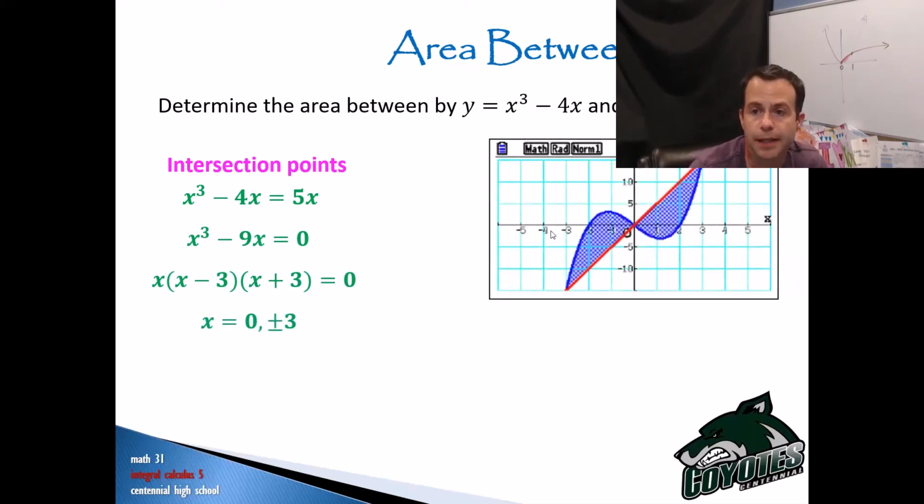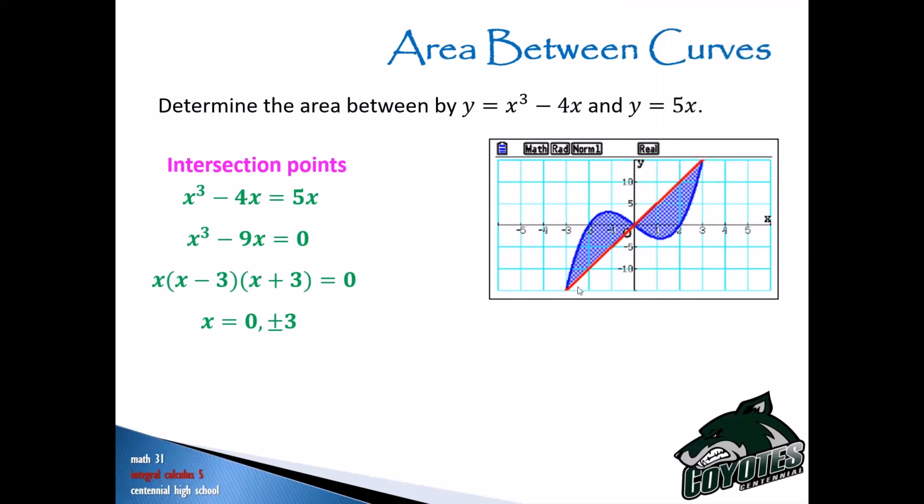Now if I think about what these two graphs would look like together, I'm going to get something like this. So here is that scenario 2 that we talked about, where I have 2 different sections that I have to deal with because there's a different equation on top between the 2 sections. I'm just going to hide myself so that you have the visual there. From -3 to 0, it's the cubic function that's on top. And then from 0 to 3, it's the y equals 5x that's on top.